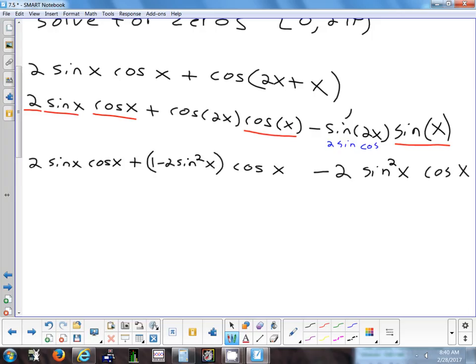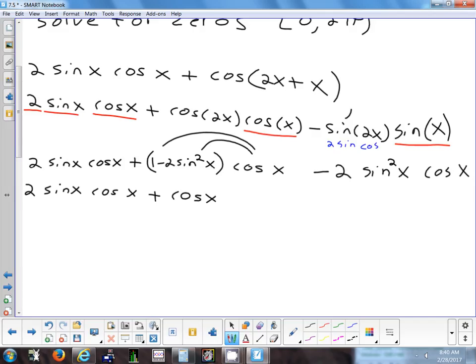Okay, now this is going to work out pretty nice. What do we have to do with this cosine on the outside? We have to distribute it. But once we do that, you're going to see something start to cancel out. Right? So this first part stays the same. Plus, what's cosine times 1? Cosine. And then cosine times negative 2 sine squared x.